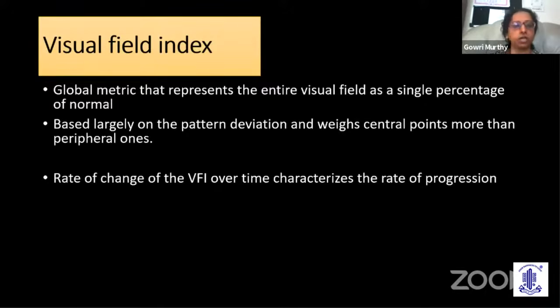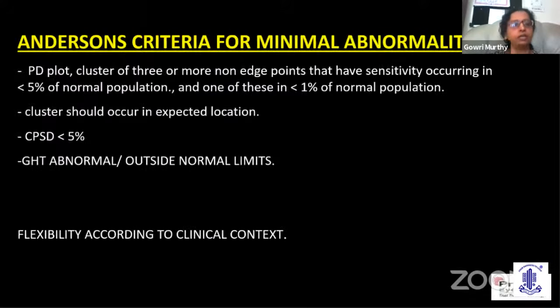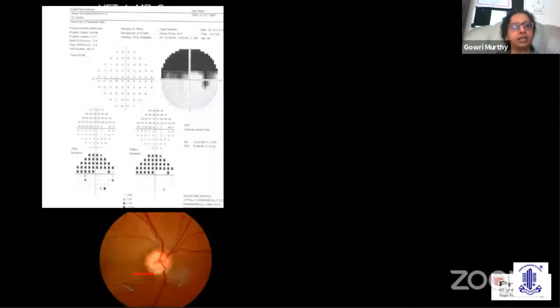So once we know that there is an abnormality, one needs to have certain criteria to say that this is definitely abnormal. The Anderson's criteria is one that is followed quite commonly, and you can refer and find out what the Anderson's criteria is. But the most important thing is that it should be correlated clinically. So let's just look at a few visual fields and go through this systematic process of interpreting.